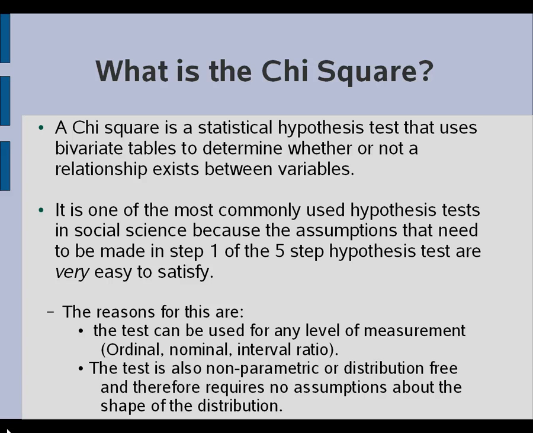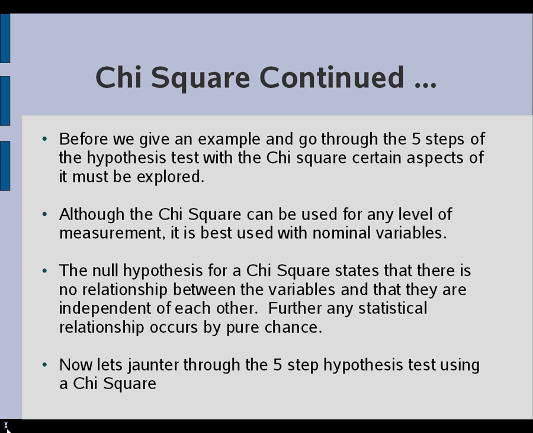It is one of the most commonly used hypothesis tests in social science because the assumptions that need to be made in step 1 of the 5-step hypothesis test are very easy to satisfy. The reasons for this are: the test can be used for any level of measurement, ordinal, nominal, interval ratio. The test is also non-parametric or distribution-free, and therefore requires no assumptions about the shape of the distribution.